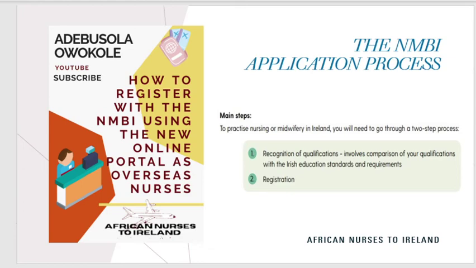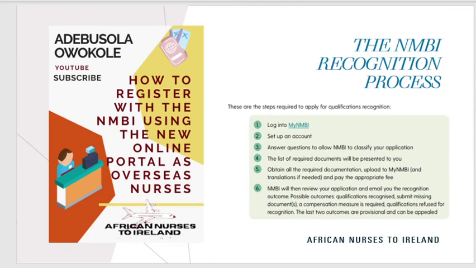Now, the NMBI application process, this is just an overview. I've talked about 2 main steps. Firstly, your qualifications as an overseas nurse have to be recognized, and then you need to do the registration properly. So you start with the recognition of qualifications first, with getting your login credentials, answering some questions, uploading the details, and then you need to do the registration.